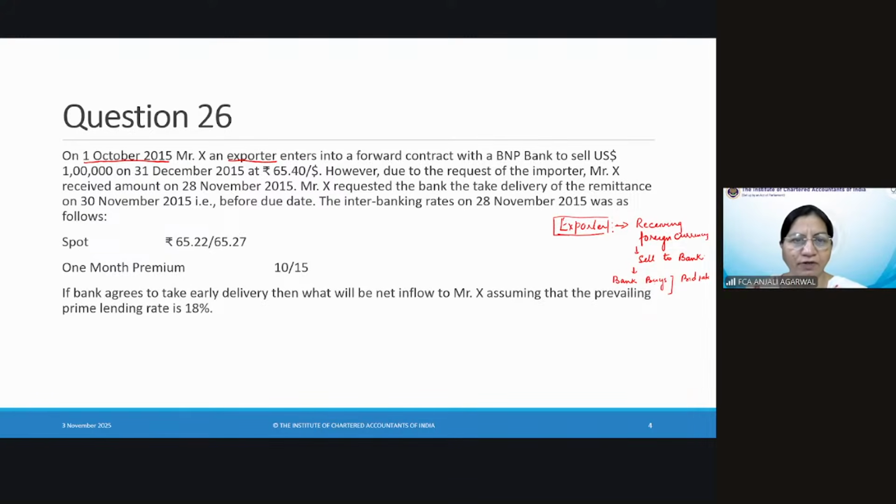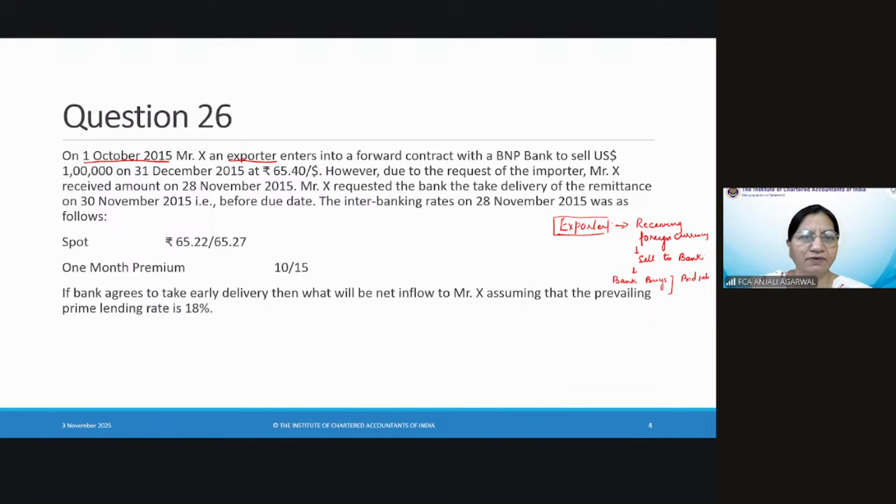An exporter will have a foreign currency receivable, which means he will sell it to the bank. That means the bank will buy the foreign currency. So from the bank's side it is a buy, and to cancel it, it will be a sale. Similarly, from the exporter's perspective, he is selling the currency to the bank, and if he wants to cancel, he will take the opposite position. To square off, he will take the buy position.